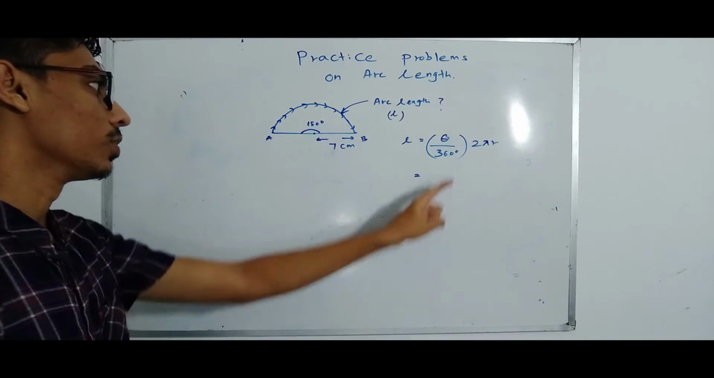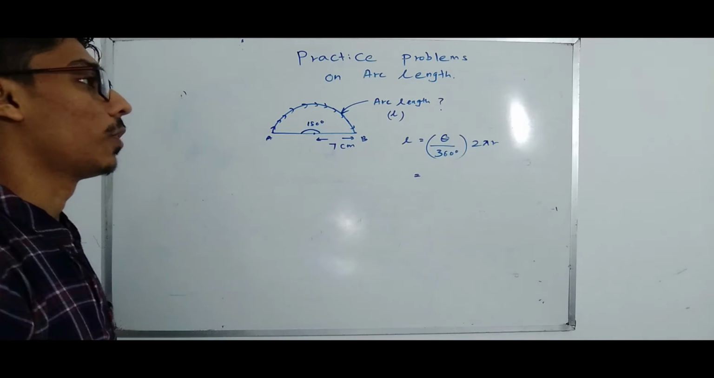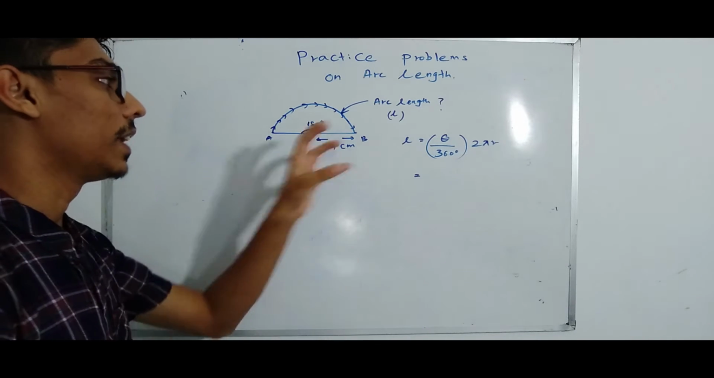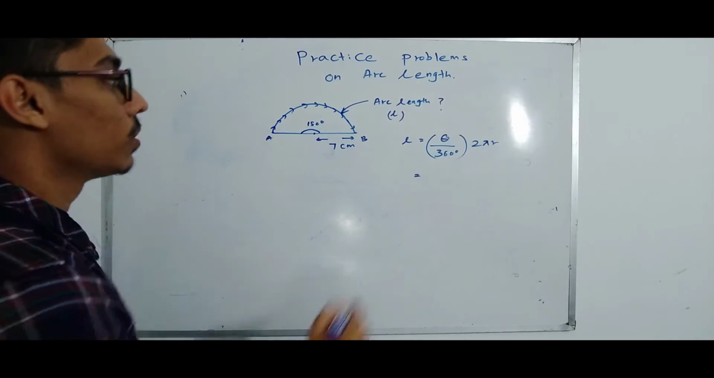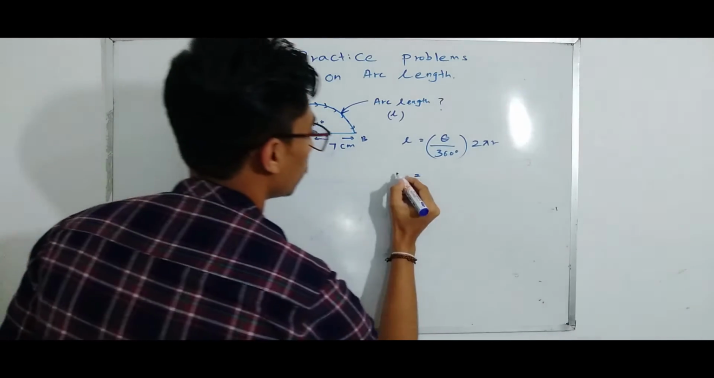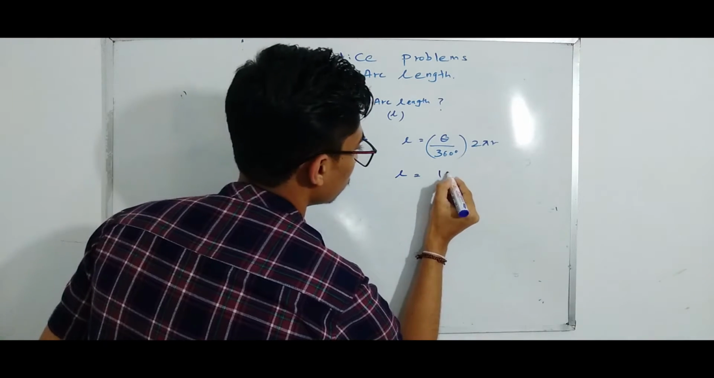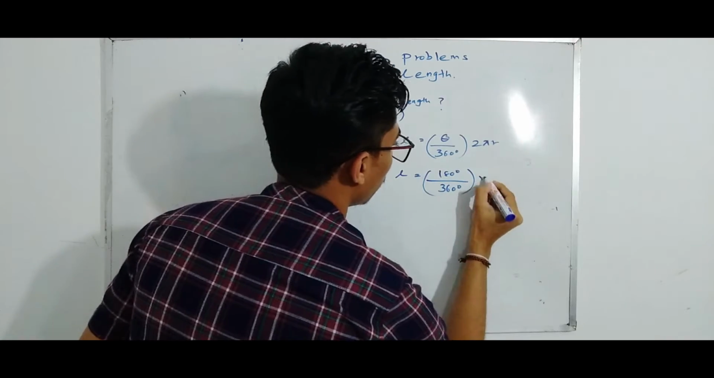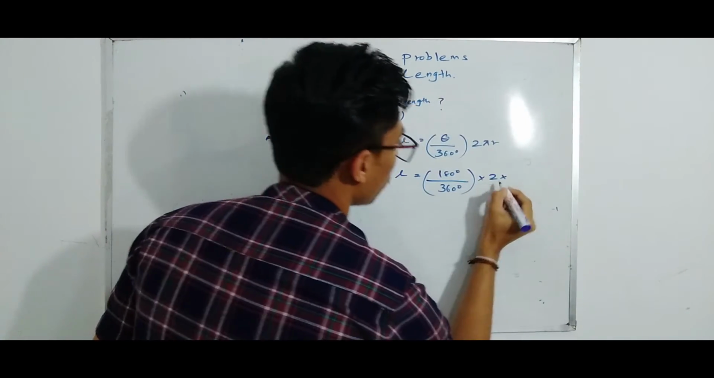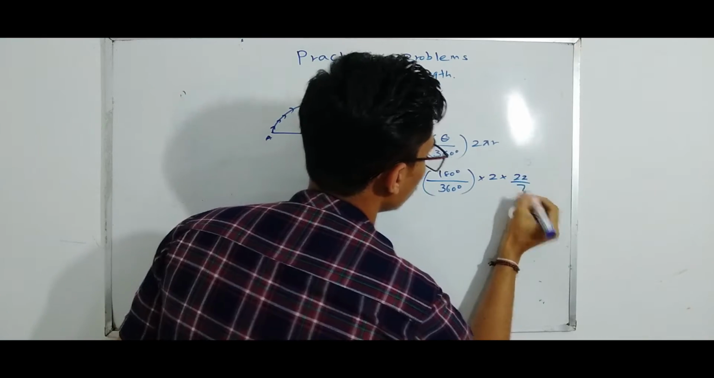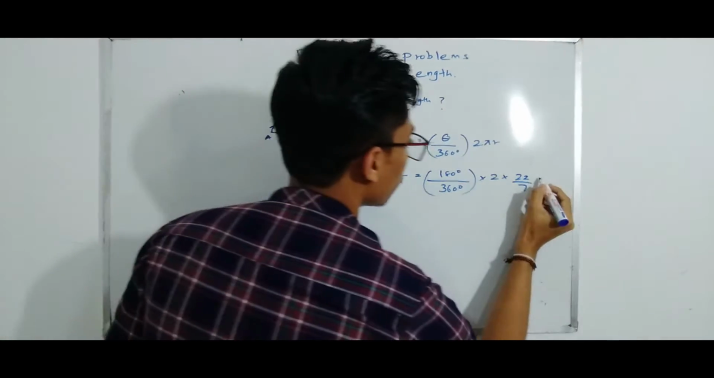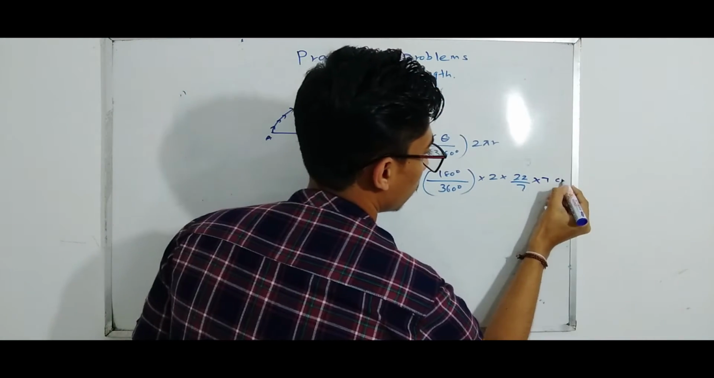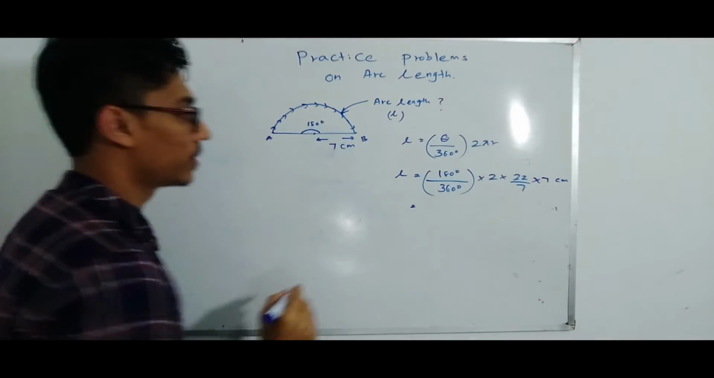You can go to my early videos to check the method to derive this equation. I take this for granted here. So L equals 180 degrees divided by 360 degrees into 2 pi r. The value of pi is 22/7. You can check this in my early videos. And the radius is 7 centimeters. The units come in centimeters.